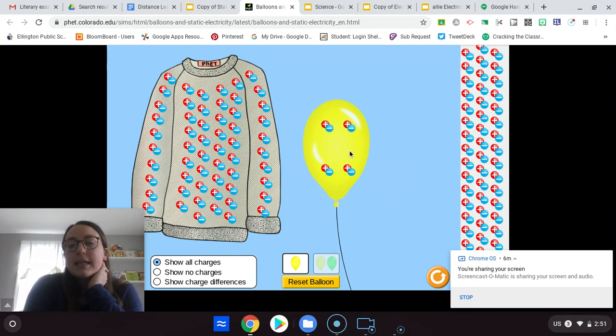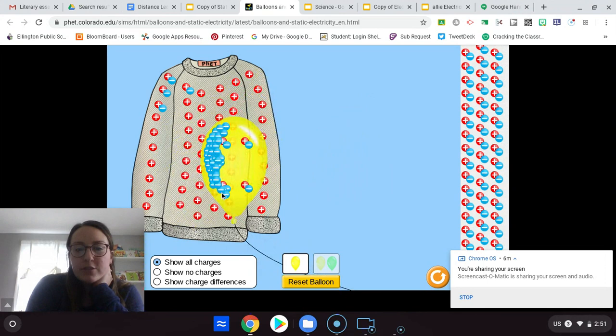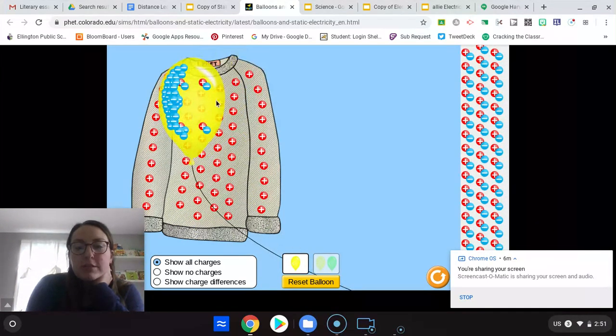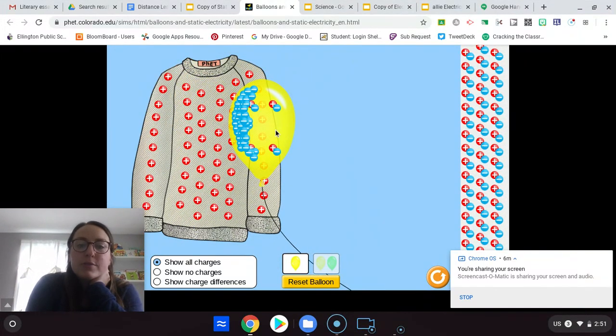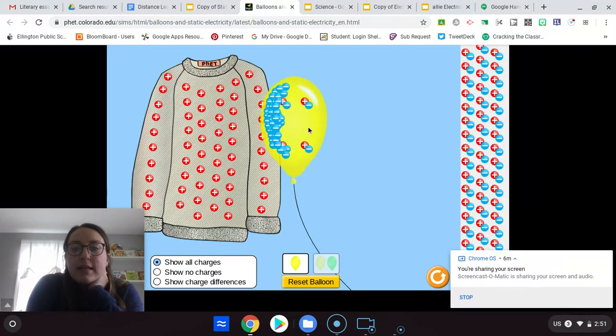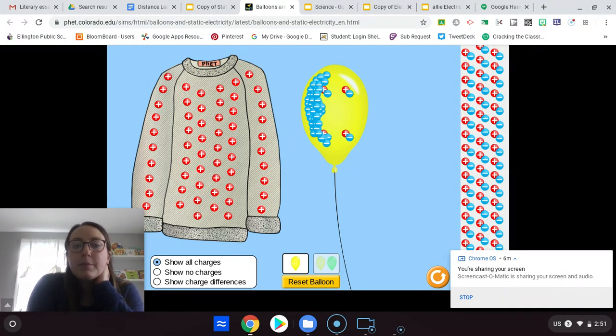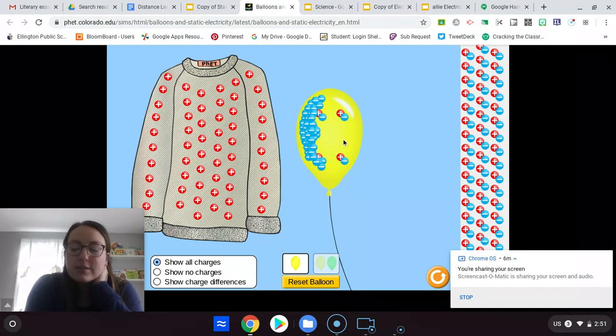Yep, so I take it to the sweater and I rub it. This is friction. It's collecting electrons. The electrons are jumping from the sweater to the balloon. Now, the sweater has a positive charge, and the balloon has a negative charge because it has more electrons. Okay? Remember, protons don't move because they're in the center. Electrons move from the outside.